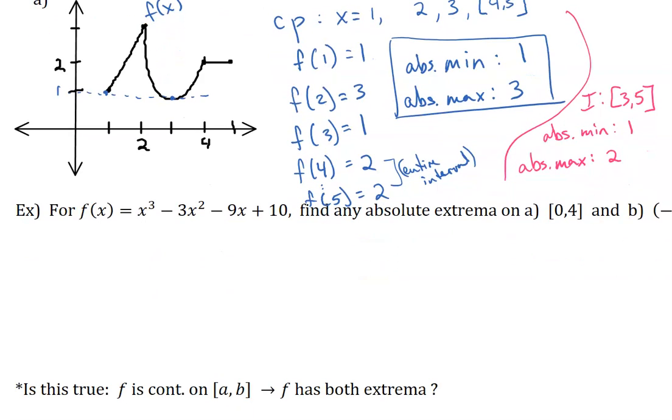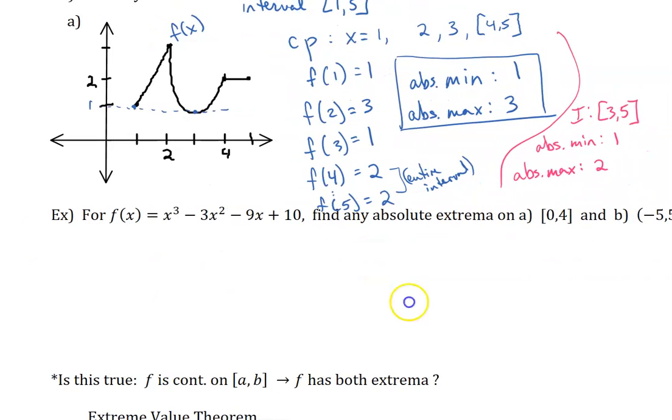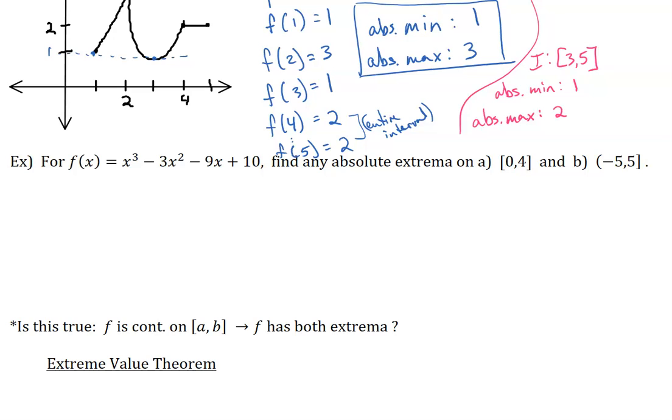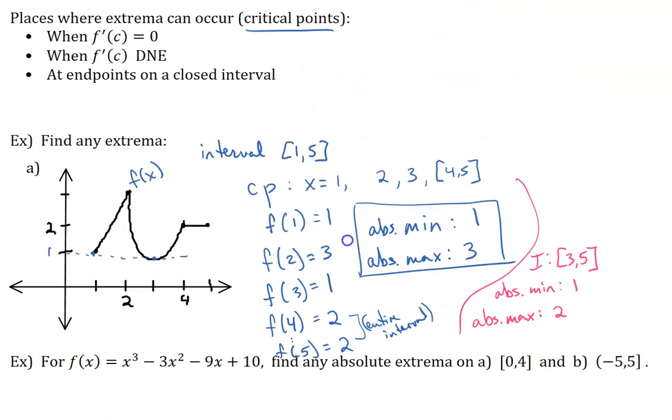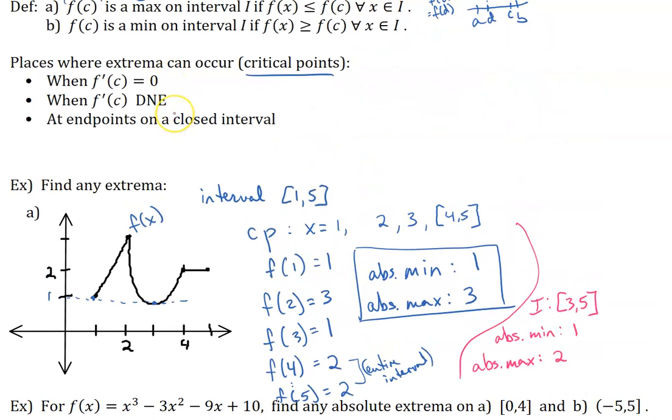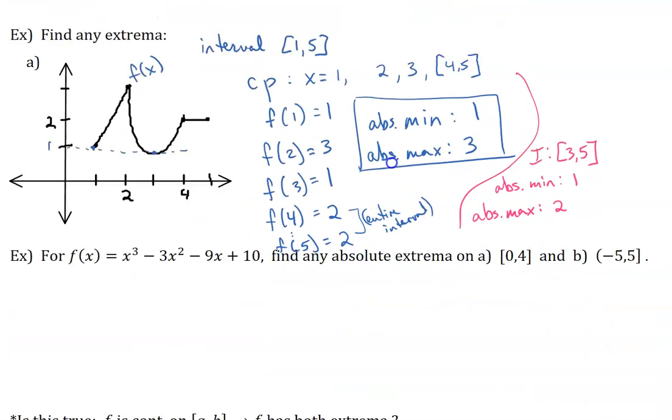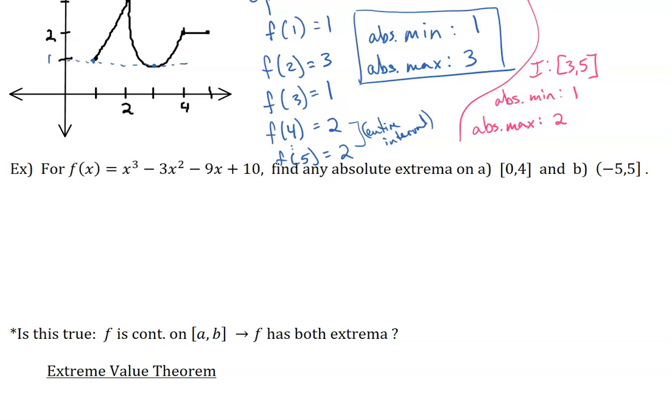For this next one, we have an algebraic function here. And again, we want to find any absolute extrema. So instead of graphing this function, we are going to use this list of three things, places where derivative equals 0, doesn't exist, or endpoints, to find our critical points. Okay, so let's go ahead and find the derivative using the power rule here. And then we're going to set this equal to 0.